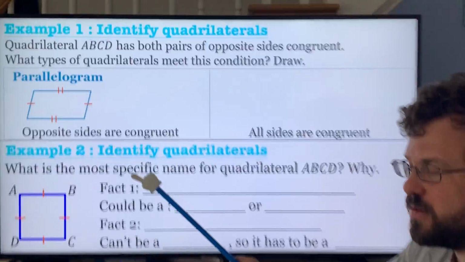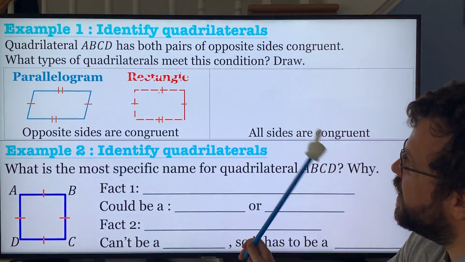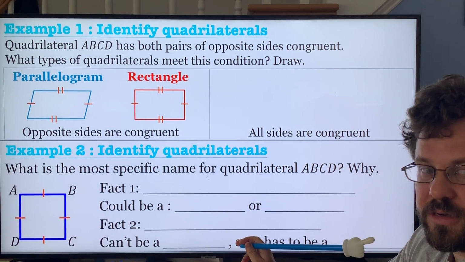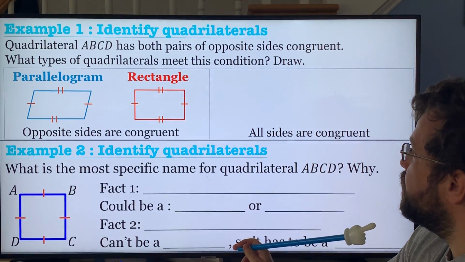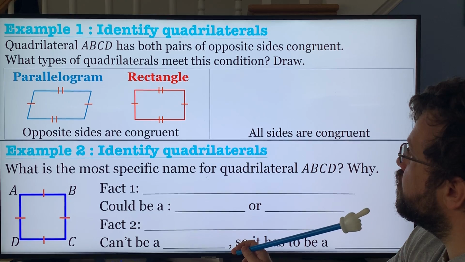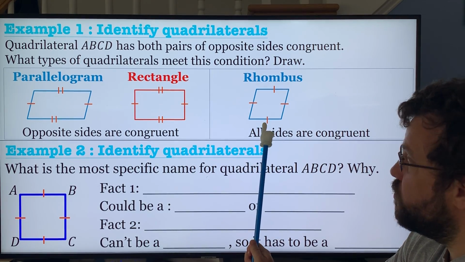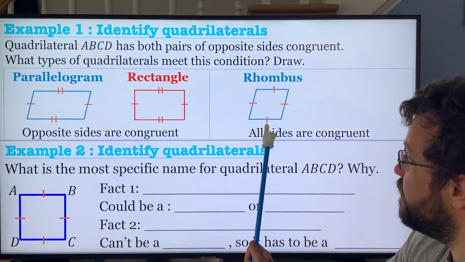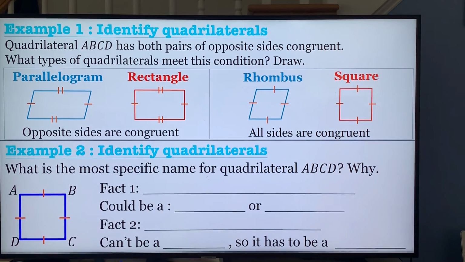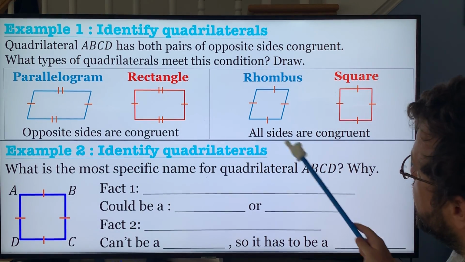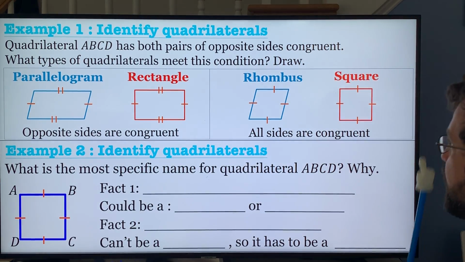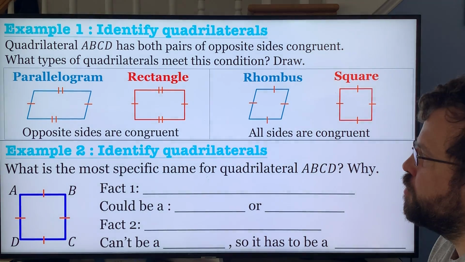Opposite sides are congruent. You have a rectangle. Opposite sides are congruent. Right? You also have a rhombus, opposite sides are congruent there, and a square where opposite sides are congruent. So, just because all the sides are congruent, it still means that opposite sides are congruent as well.